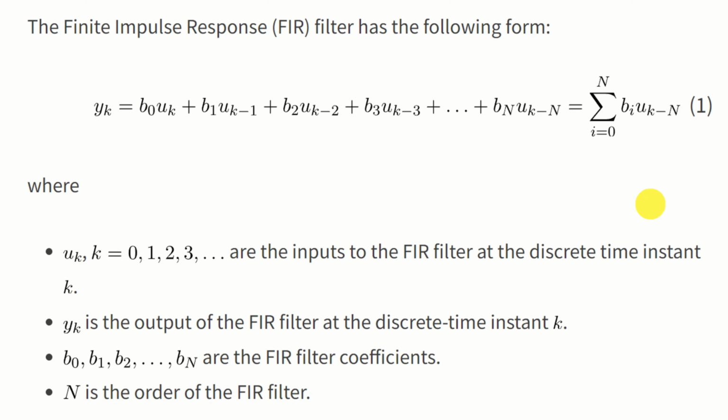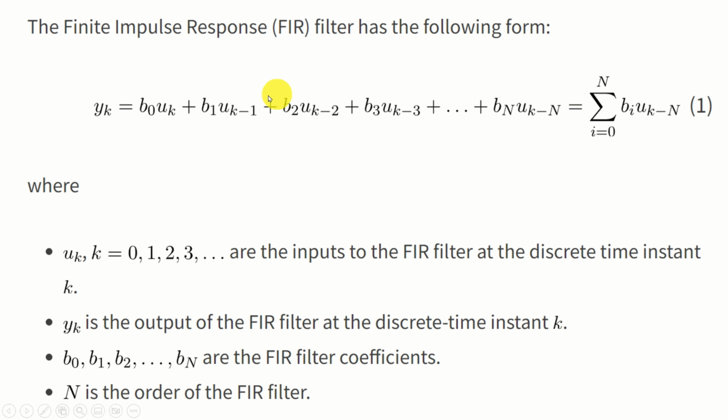First, we explain the basics of the finite impulse response filter, and later on we will explain how to implement the finite impulse response filter in C++ from scratch. The finite impulse response, or FIR filter, has the form given by this equation.